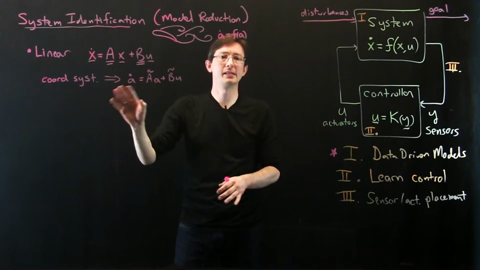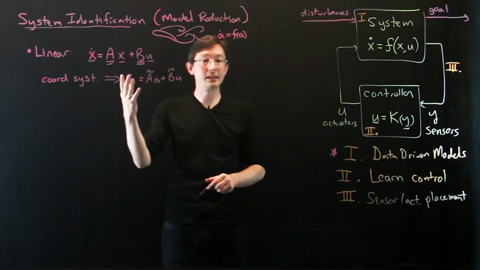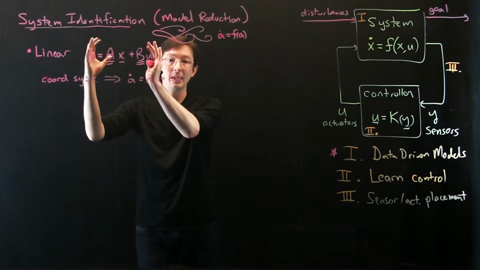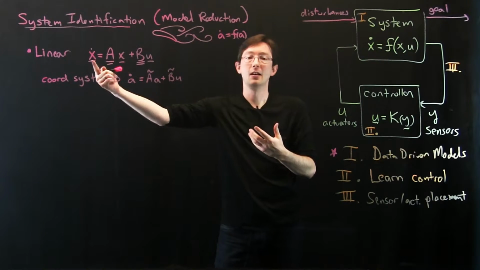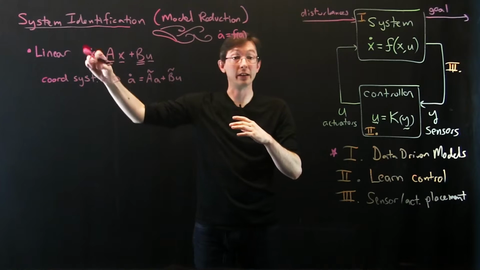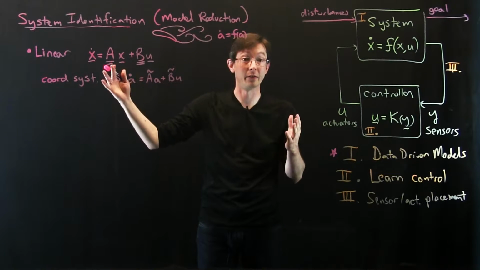And we'll talk about this. This is going to be a little vague at this point, but basically I want to learn the dynamics and I want to learn a good coordinate system. I want to learn a good representation of X so that I don't need 1,000,000 degrees of freedom. Maybe I can get away with 5 degrees of freedom.